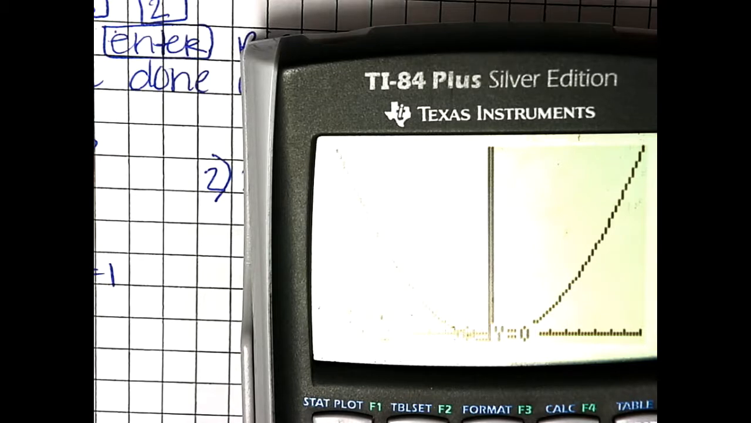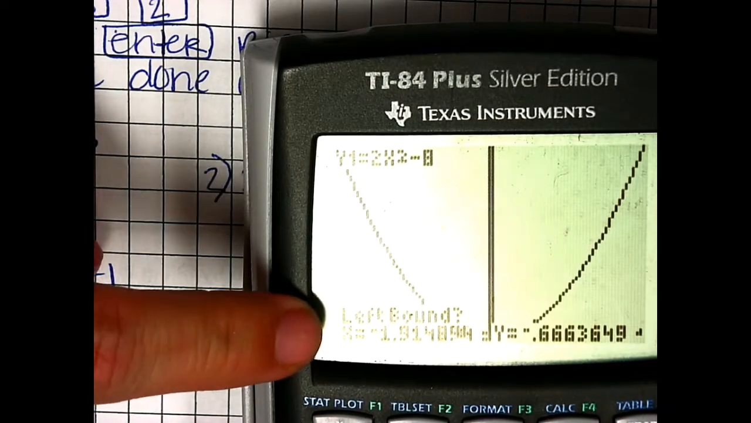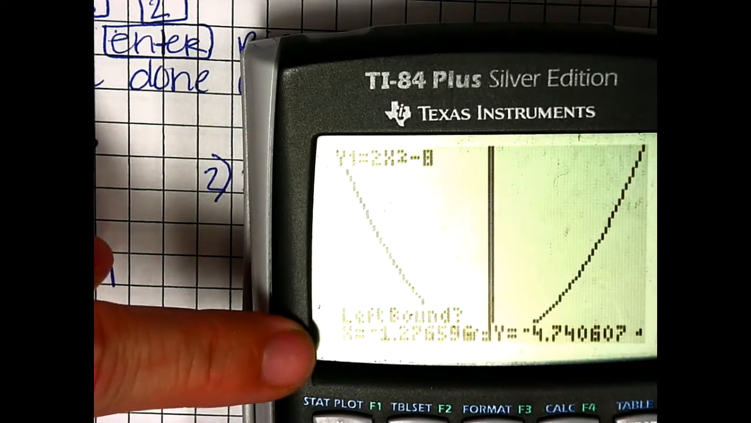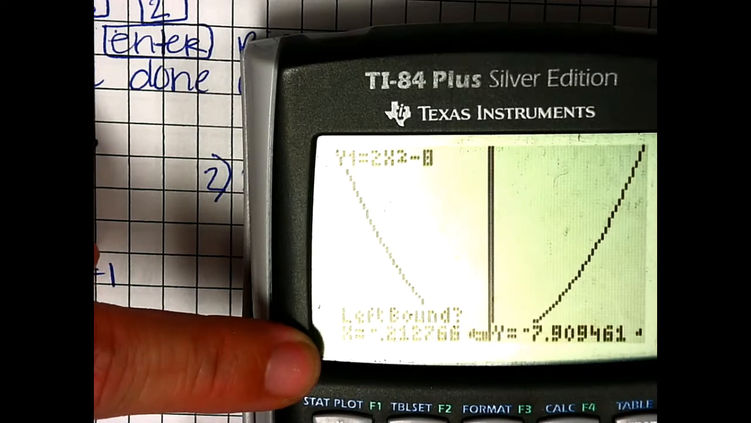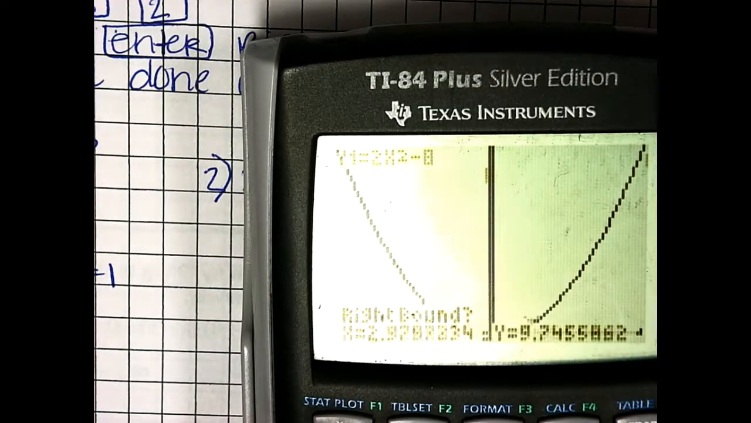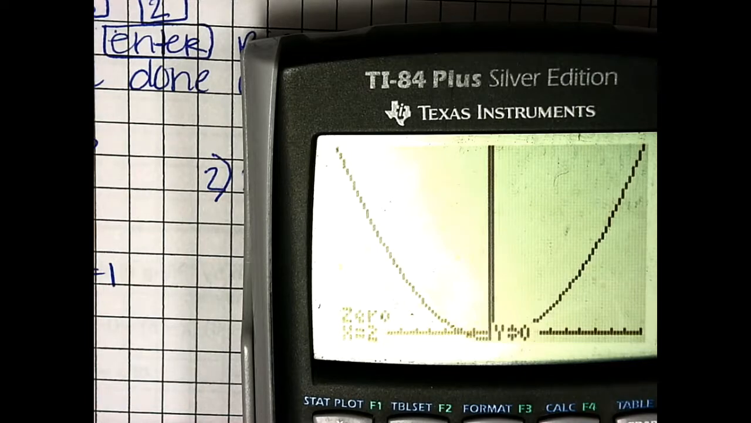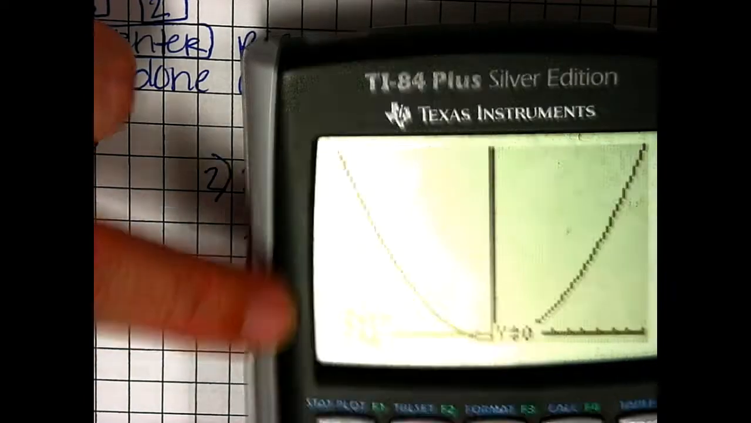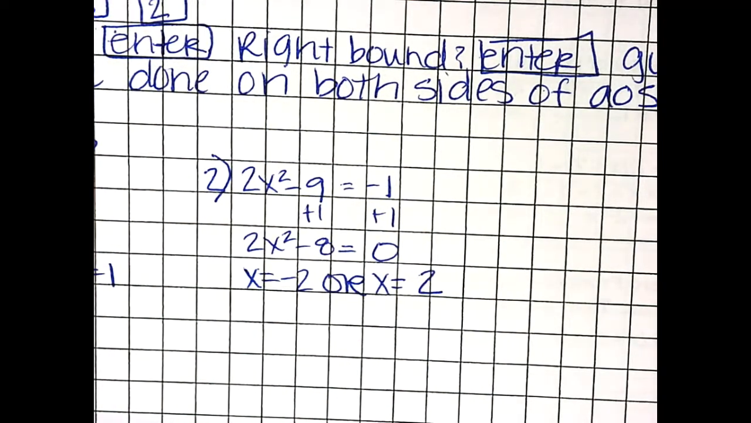Sorry, second calc 2, and then I want my x to be positive, but my y remain negative. So I'm going to go till my x becomes positive. Go 1 into it, and my y is negative. For my right bound, I go over to the right, and then my guess will go back to the left a little, and my other 0 is 2.